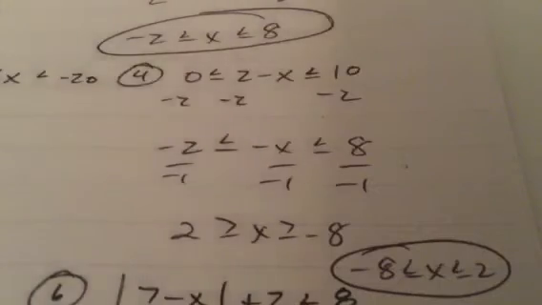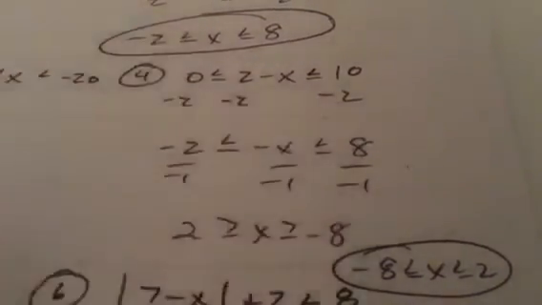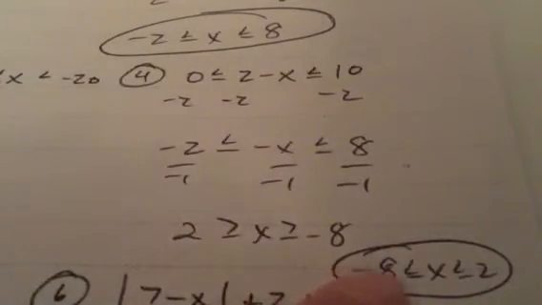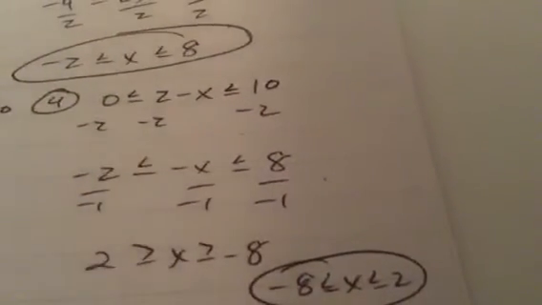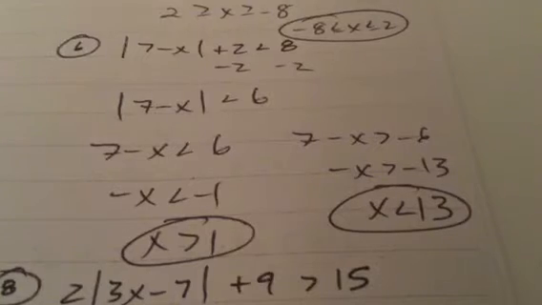I like this one. You're going to subtract 2, then you're going to divide by negative 1, which flips the sign. So I can leave it like that, or I could put negative 8 is less than or equal to x, which is less than or equal to 2. That's one we'll probably talk about. And number 6 we'll probably talk about on Tuesday.